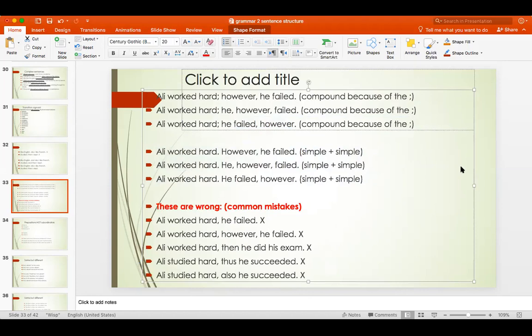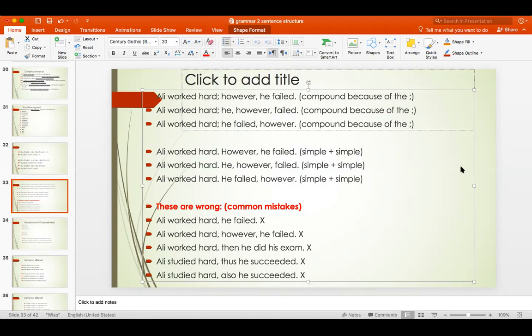Ali worked hard, comma, he failed. Wrong. No connector; the comma doesn't connect. Ali worked hard, comma, however, he failed, is also wrong. Why? Because the comma doesn't connect, and even "however" is not a subordinator or a coordinator. You can fix this by saying semicolon, he failed, or full stop, capital "However." Or you could say Ali worked hard and however he failed, or but however he failed. Yes, you can say "but however."